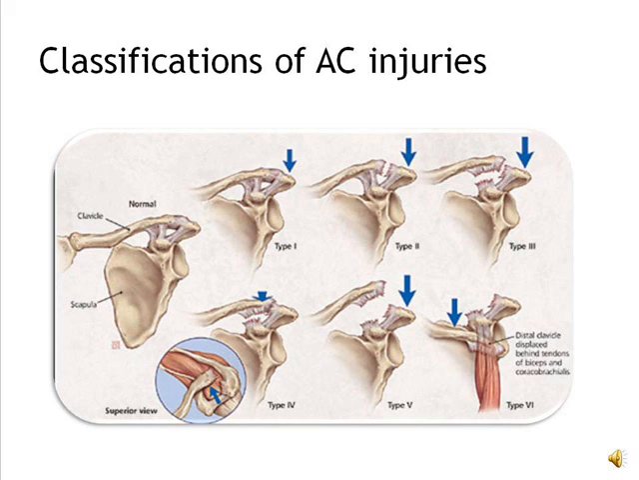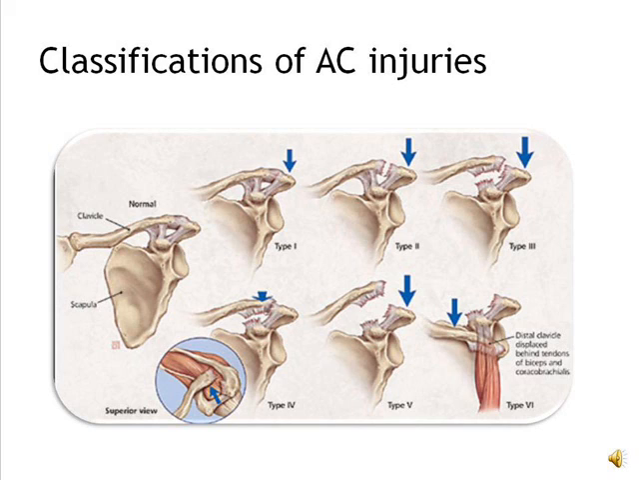So there are classifications of AC injuries. This is according to the Rockwood classification. This is just so that you know that there are different types, but so there's everything from type 1, 2, 3, 4, 5, and 6.